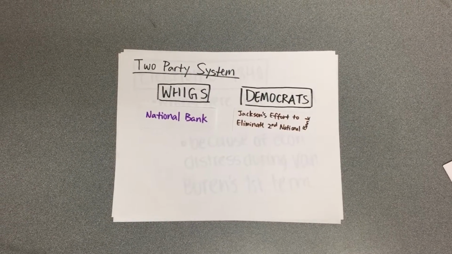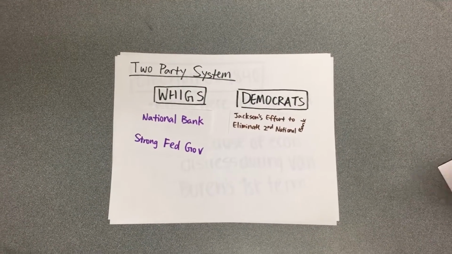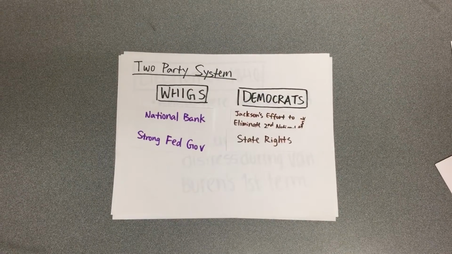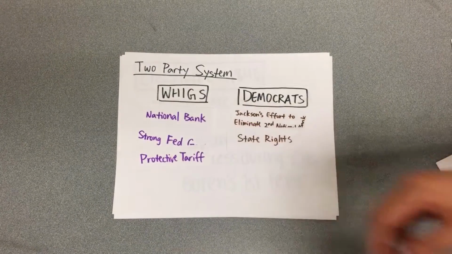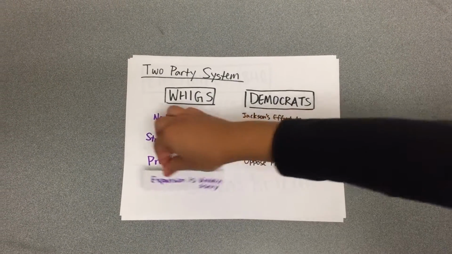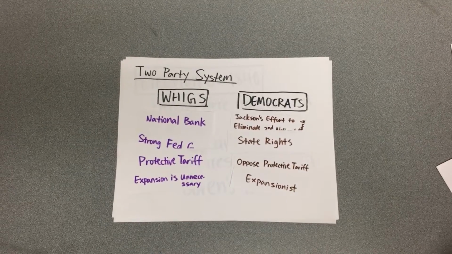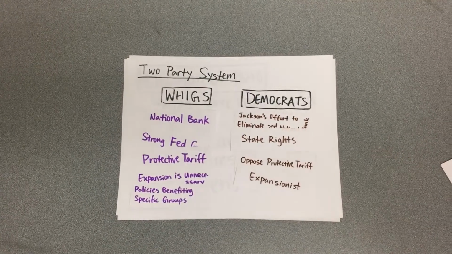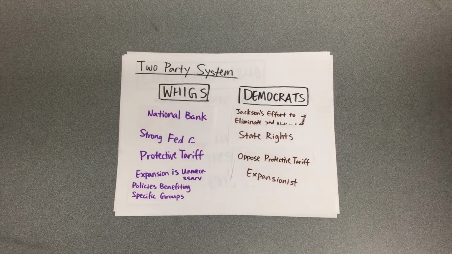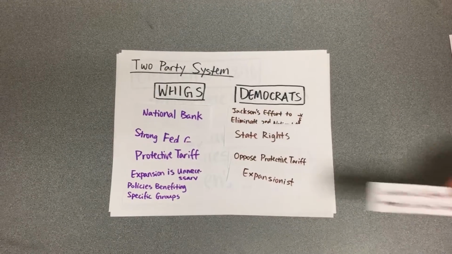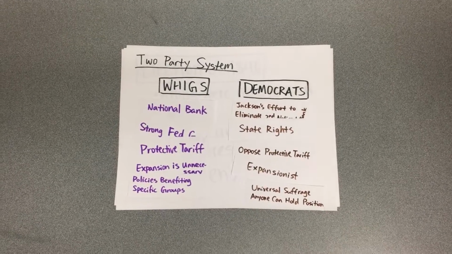The Whigs believed in a strong federal government, while Democrats emphasized states' rights. They also stood differently on the issues of protective tariff and expansion. Lastly, Whigs' policies mainly benefited the groups of people that formed the party, while Democrats promoted universal suffrage, individual rights, and the idea that anyone could hold a position in office.